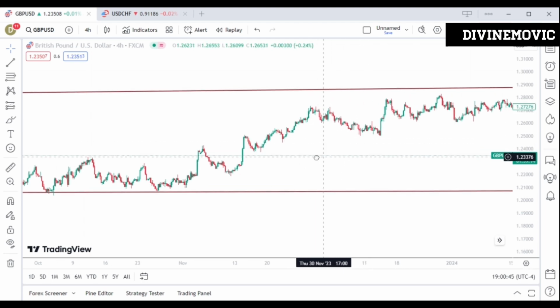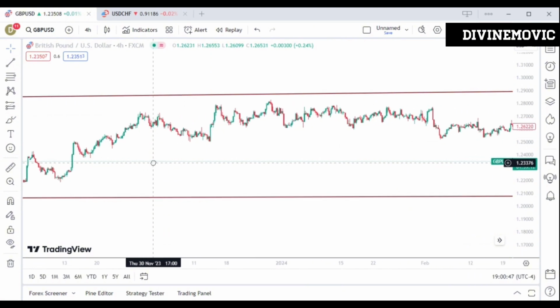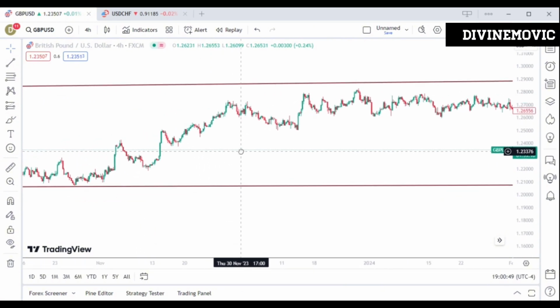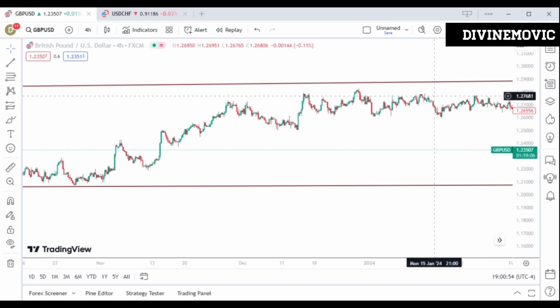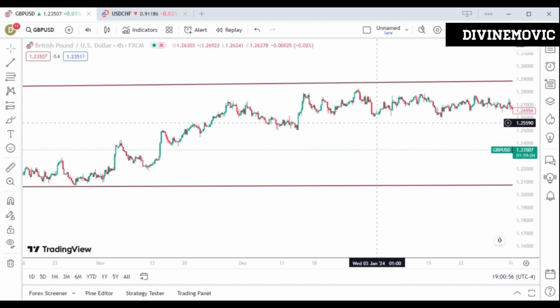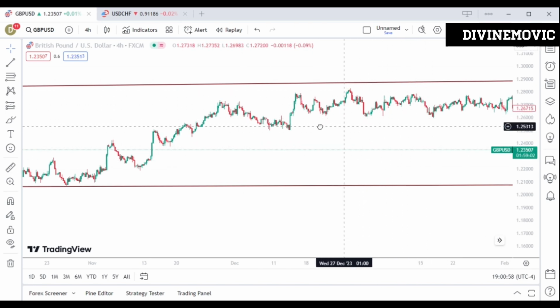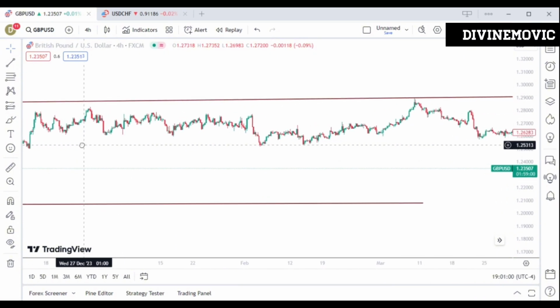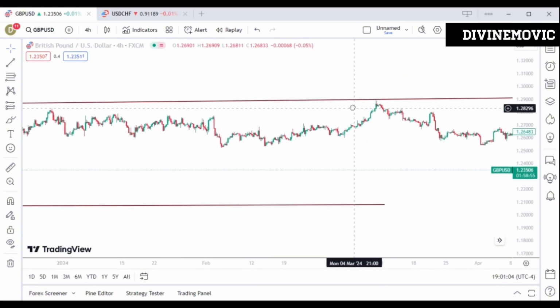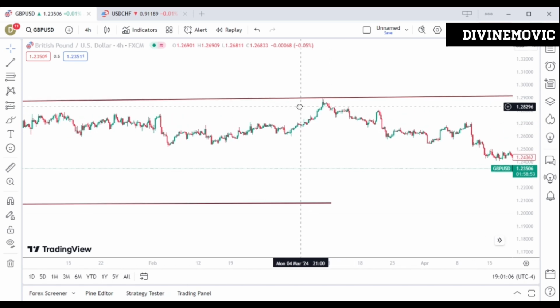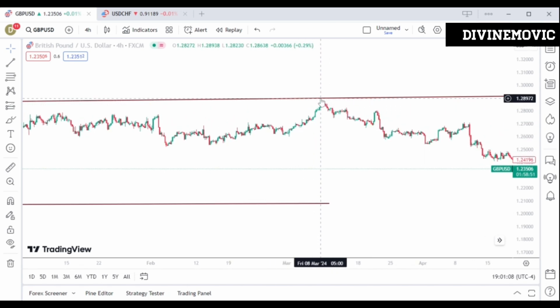Now, what did price do when price got to the resistance key level? Remember, from the support key level, price was giving us a series of higher highs and higher lows, higher highs and higher lows, higher highs and higher lows. And when price finally got to the resistance key level at this point here, what did price do? So our focus now is what price did when it got to this key level here.